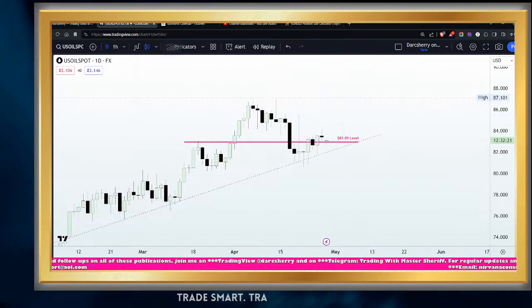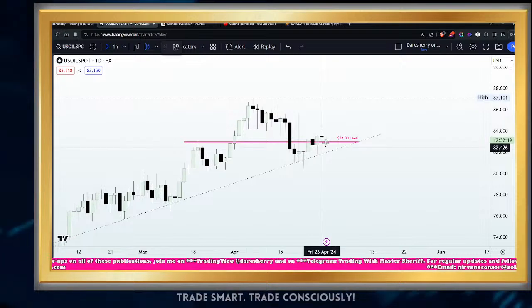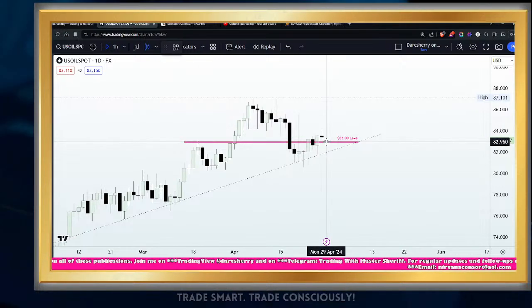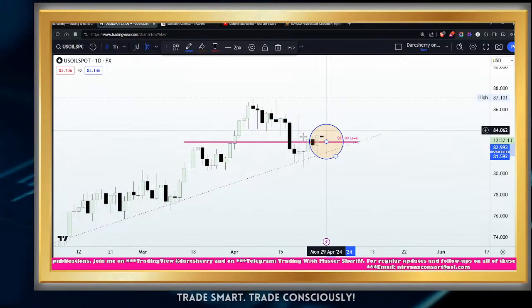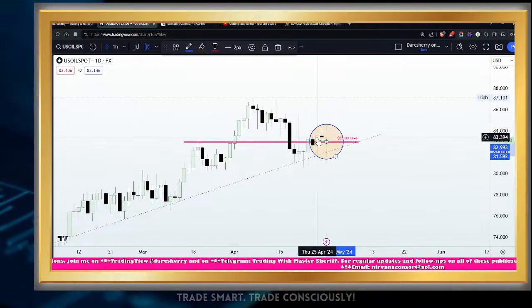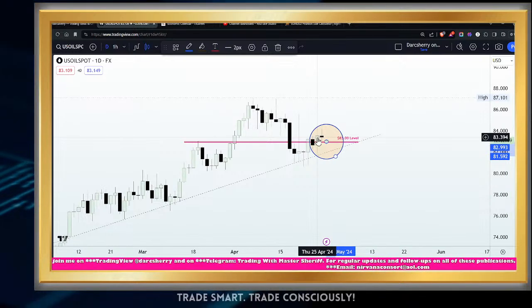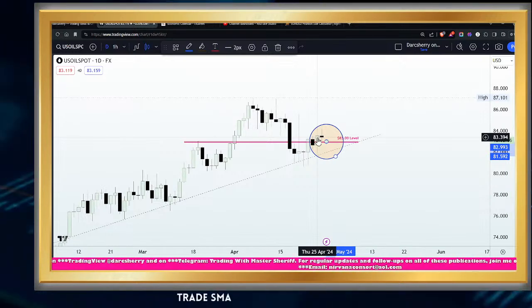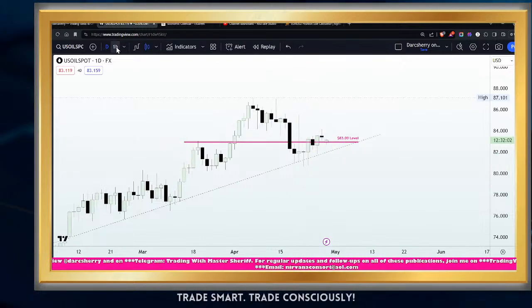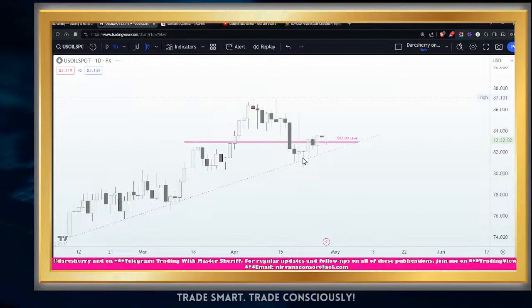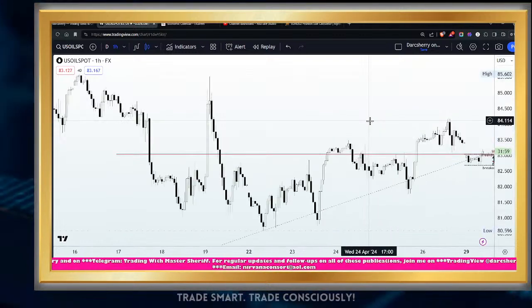Now, we shall be scaling down into the lower time frame, our execution time frame, that is the 1 hour time frame, to look out for patterns and structures which will give us an insight into how market participants are reacting to that $83 area. Now, when we scale down into the 1 hour time frame, we begin to see things more clearly.